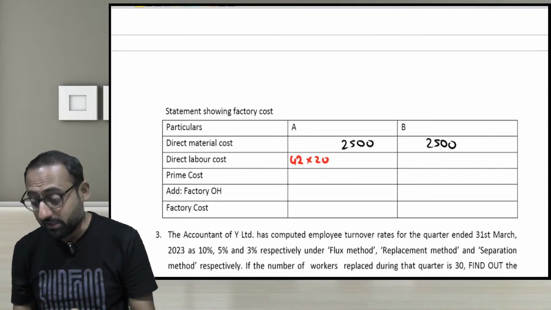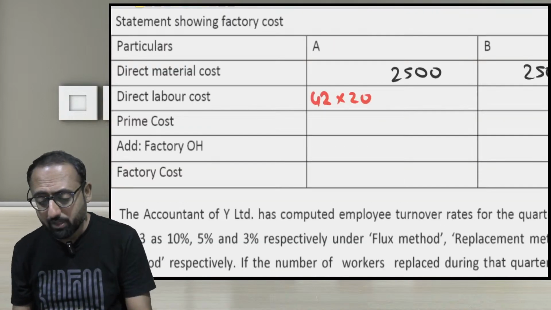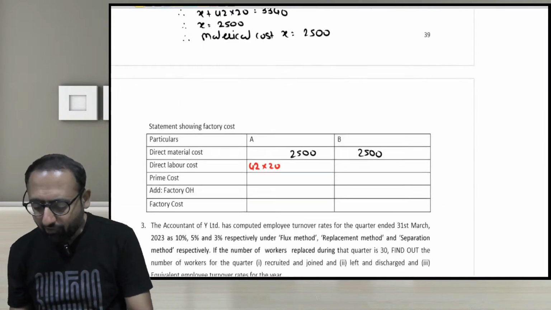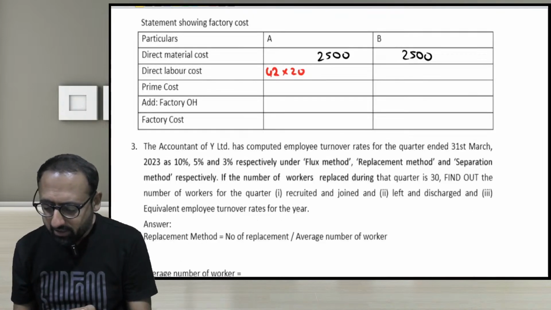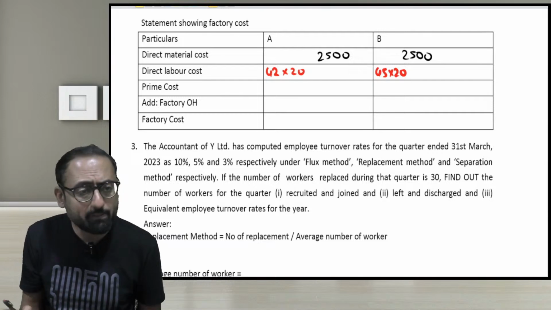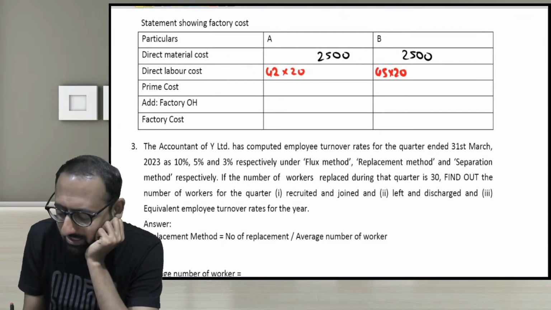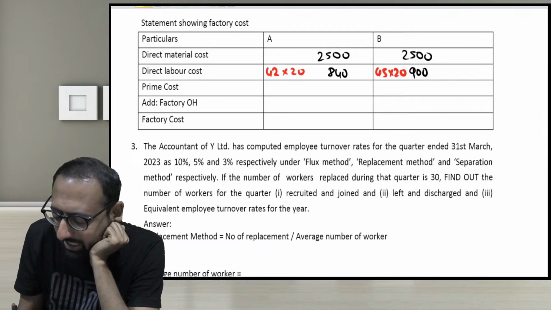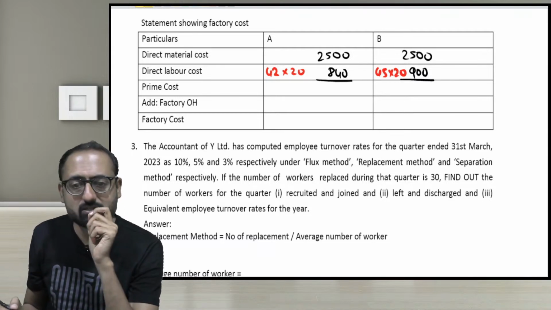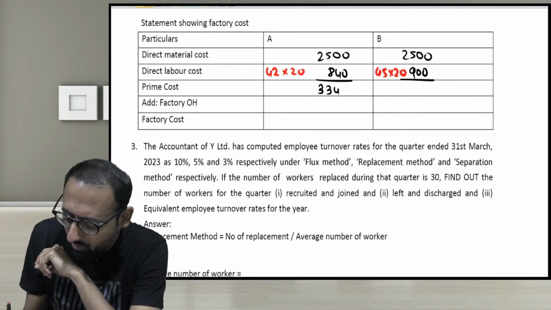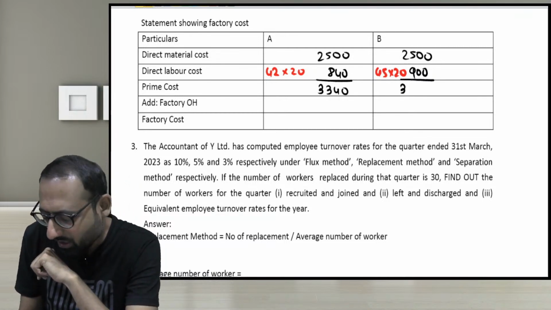In the third column, that is the B column, boys and girls, how much is your wages? 45y. So 45y means 45 multiplied by 20. In the first column, your answer will be 840. In the second column, your answer will be 900. Direct material plus direct labor plus direct expenses will be your prime cost. Your prime cost comes to 3340, and here 3400.